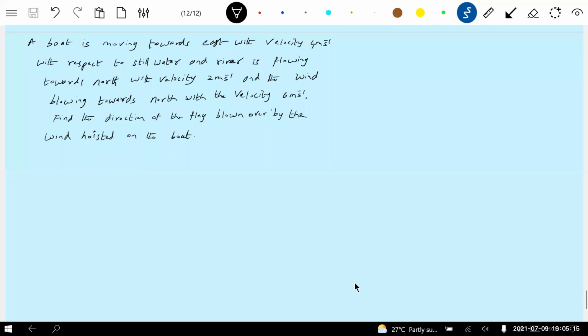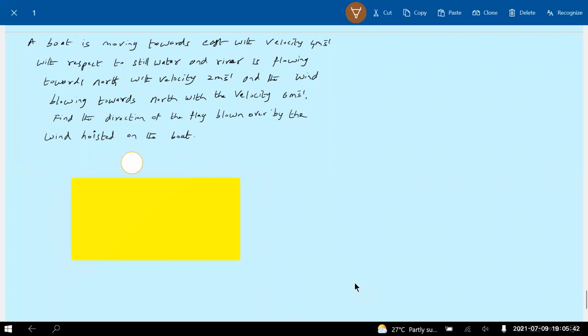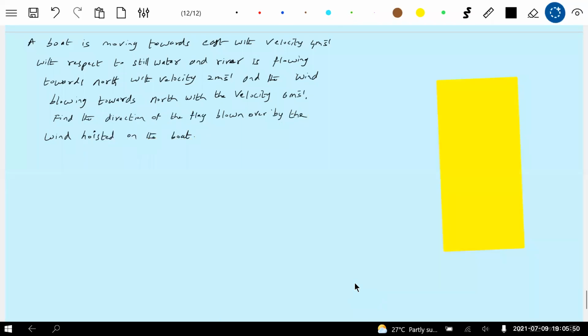Very nice problem. A boat is moving with a velocity in still water, and the river is flowing towards north. At least I'll help you with the diagram. Okay, there's a river, and the river is flowing towards north. This is our natural direction, north.